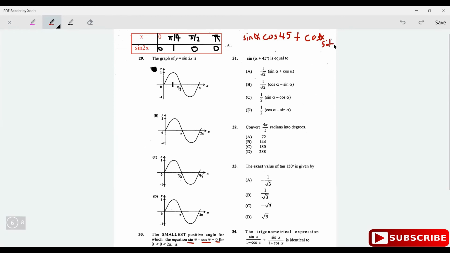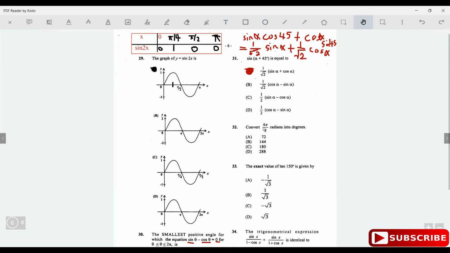Now, after you do this, what are you going to get? Well, the cos of 45 is 1 over root 2. So you're going to get 1 over root 2 times the sine of alpha. And then over here, we get cos alpha times sine 45, which is the same, plus 1 over root 2 cos alpha. Since both of them have 1 over root 2 in common, we factor out 1 over root 2. And so it will give us 1 over root 2 times sine alpha plus cos alpha.